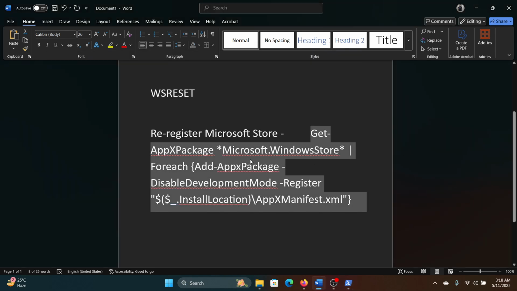Now, what does this mean by re-registering the Microsoft Store? Basically, it means that there is no option to uninstall the Microsoft Store, so this will uninstall and reinstall it automatically.